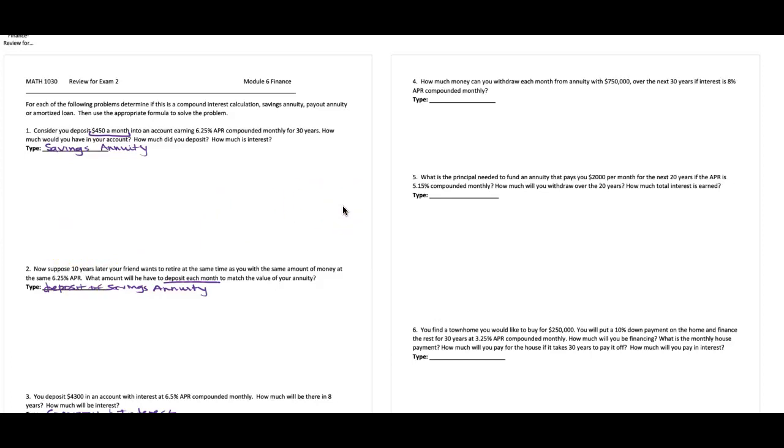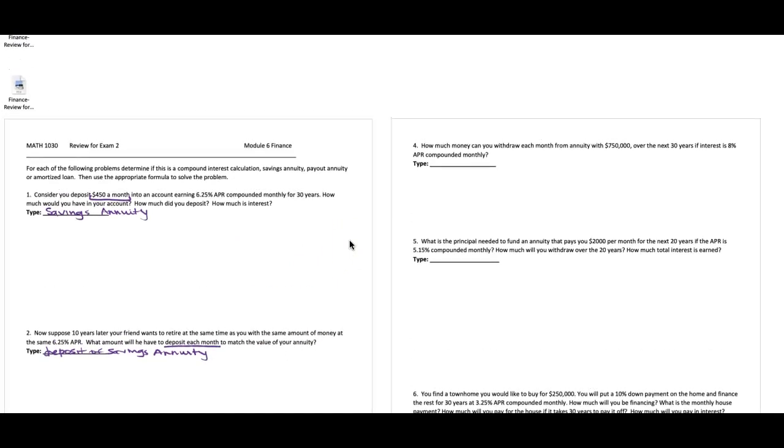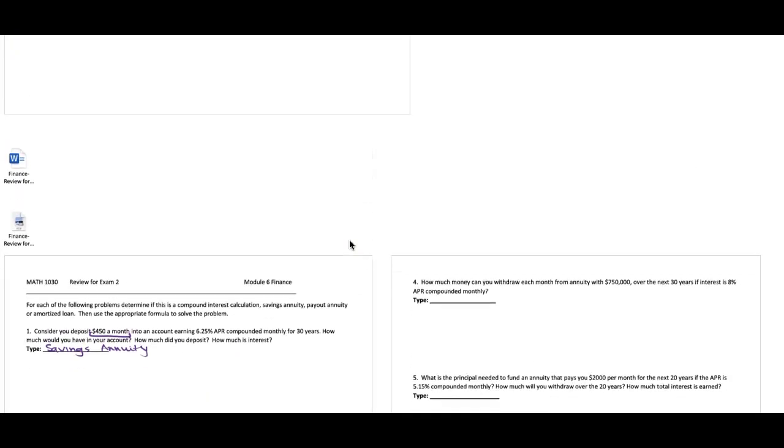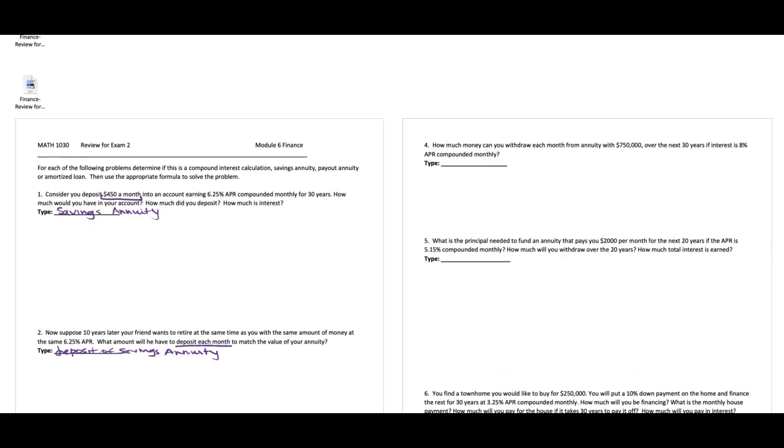How much money can you withdraw each month from an annuity with $750,000 over the next 30 years if interest is 8% APR compounded monthly? So which one would we be using on that one? The important part here, right, is can you withdraw each month?